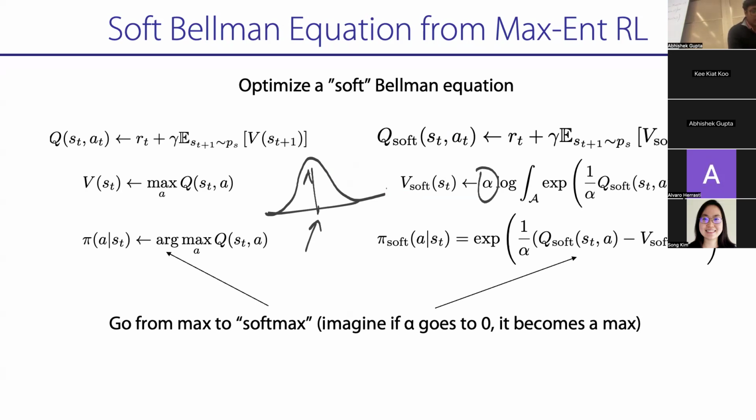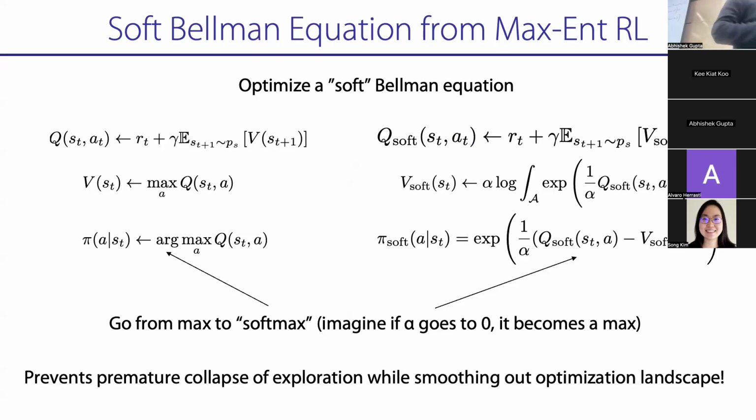And so you can think of this as saying that if alpha was 0, you just concentrate all your mass at the mode. But as alpha is not 0, it spreads it out to other things. Right? And so the idea behind maximum entropy RL is to add in an entropy term. It lets you go from the max to the softmax, and that lets you explore a lot better.